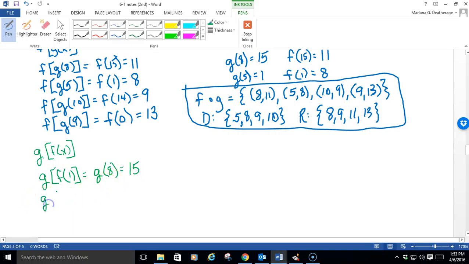Okay, then we want g of f of, what's our next x value? 0. So what's f of 0? 13. So we want g of 13. What's g of 13? It's undefined. We don't have an x value of 13, so that one's undefined. We don't have a value.